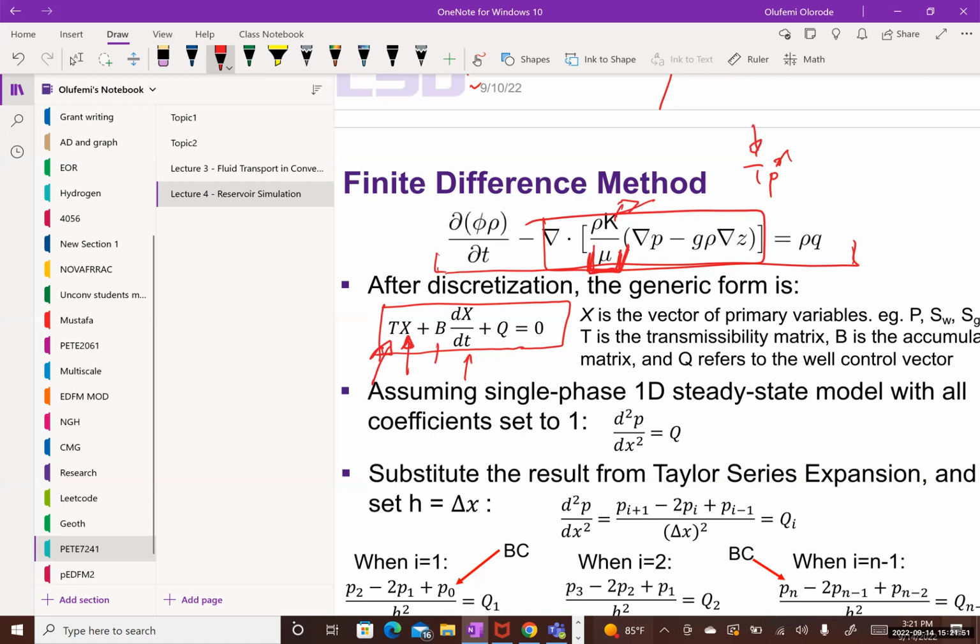B is your accumulation matrix. It's taking into consideration everything here. And then, of course, X remains your solution vector. And Q takes into consideration whatever is here. So it's just a matrix form of the discretized system of equations. And you will see what I mean by that shortly.